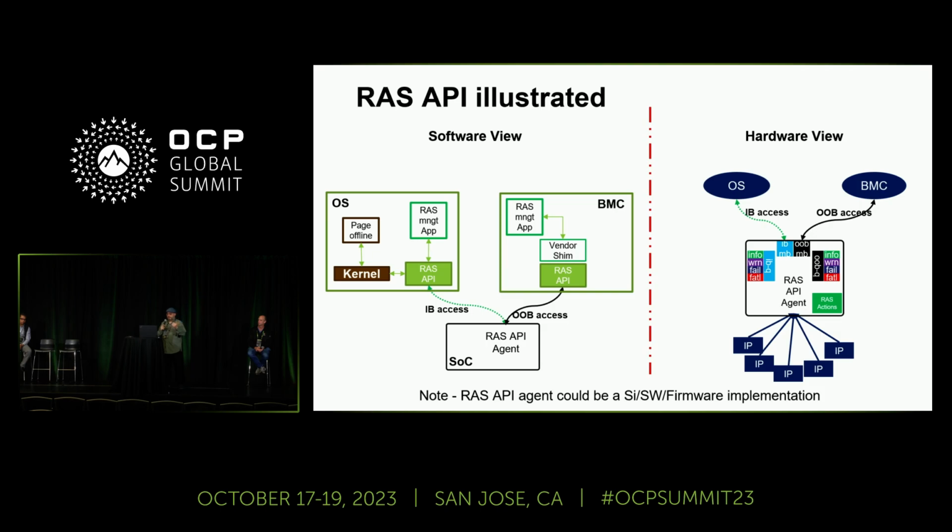So there's an in-band access and an out-of-band access. We've proposed using several standards. We're not reinventing the wheel. For out-of-band access, we're talking about MCTP, and we're having PLDM in there. It's specified how you get to the agent. Now, the agent is what's running in the SoC or next to the SoC. And that's the abstraction layer.